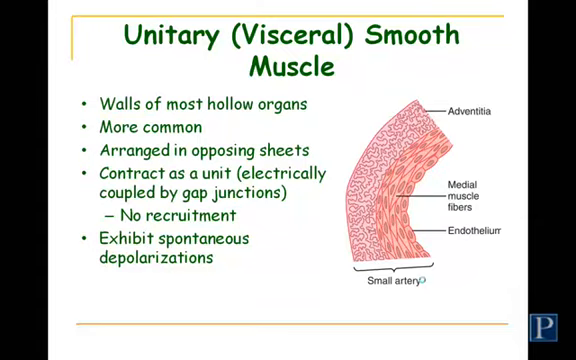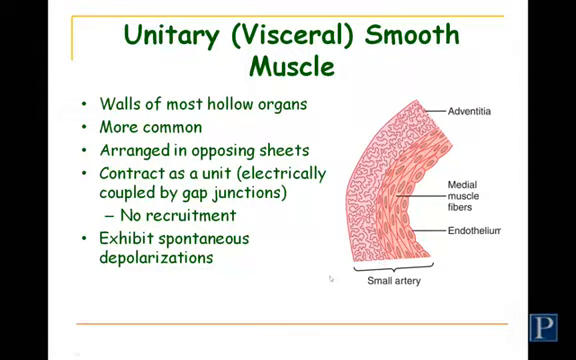Skeletal muscle, remember, is always told what to do. The somatic nervous system sends a wave of depolarization down and says, hey, you need to contract. Visceral smooth muscle doesn't need that. It can generate its own electrical impulse within the muscle itself. So this is going to be one way it can differ from skeletal muscle. Now this is unitary or visceral smooth muscle.